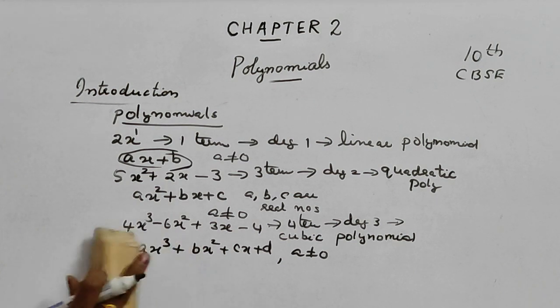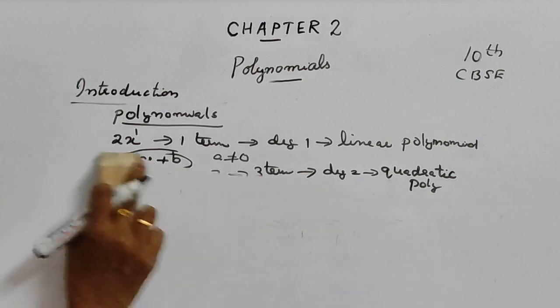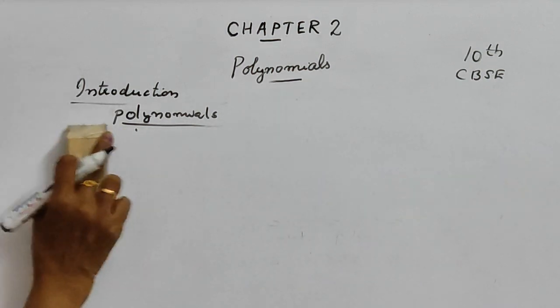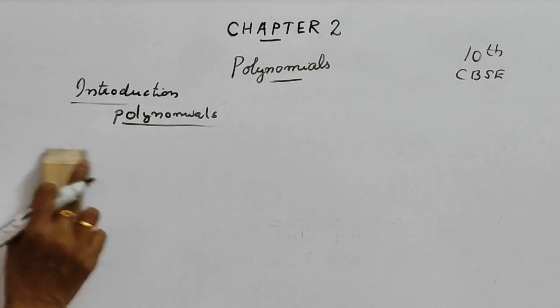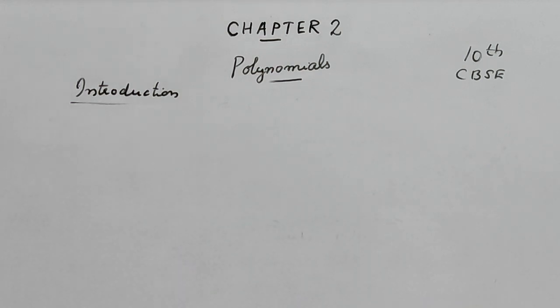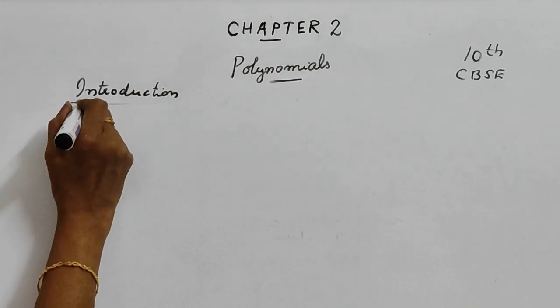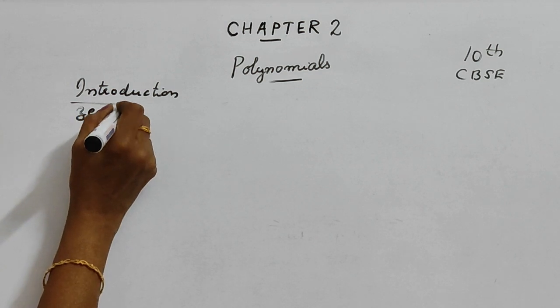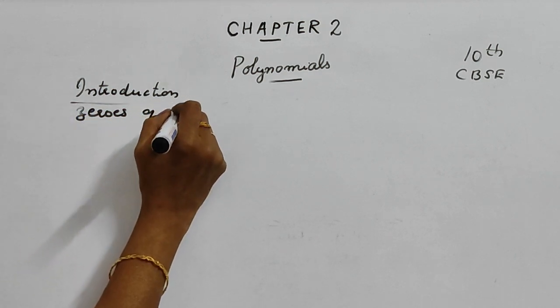What do you mean by degree? Not degree, zeros of the polynomial. Degree only we have studied just now. Zeros of the polynomial.